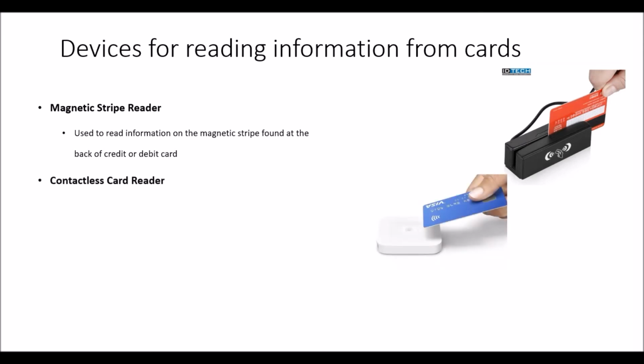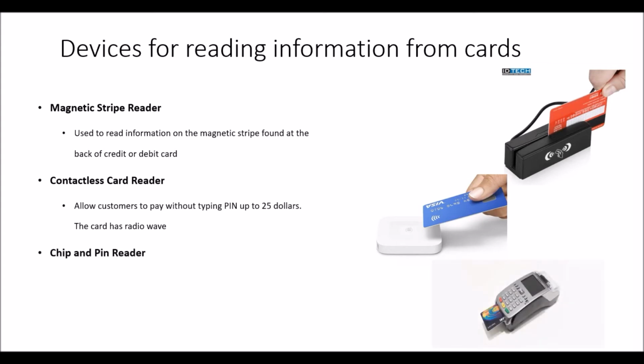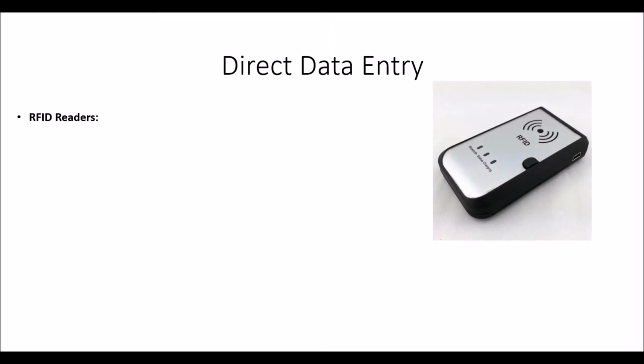What it does is read information on the magnetic strip found at the back of a credit card. Take note. Then contactless card reader. It allows customers to pay without using their PIN. People are using it virtually everywhere, and it works by using radio waves. Okay. Chip and PIN reader. People are using it as well. It is used at electronic funds transfer at point of sale. All right. Then another one is RFID reader, something like this.